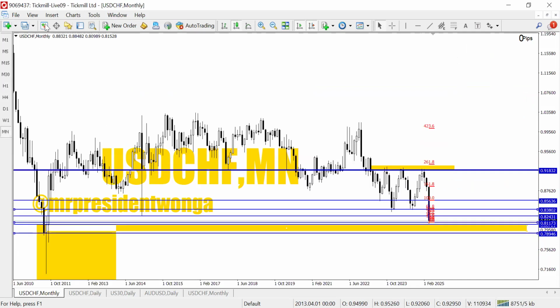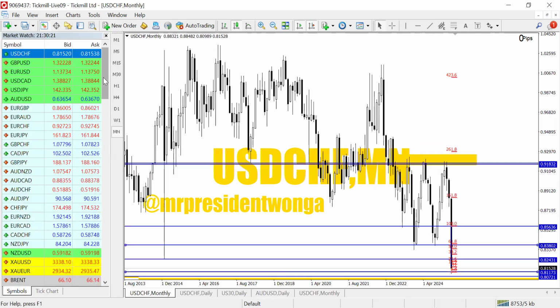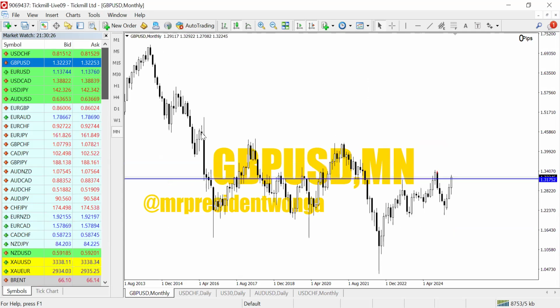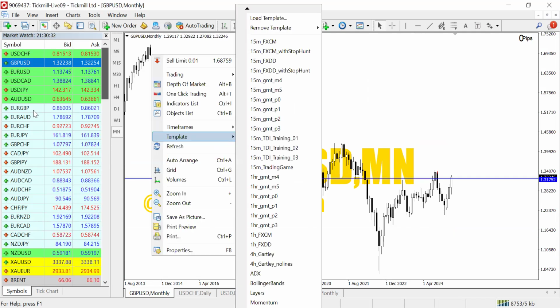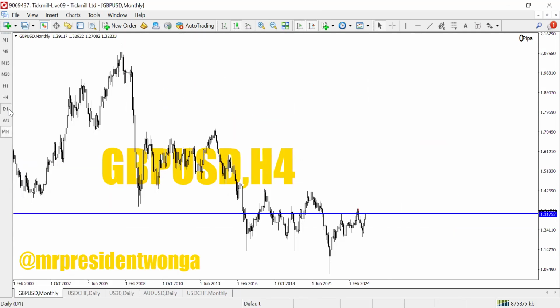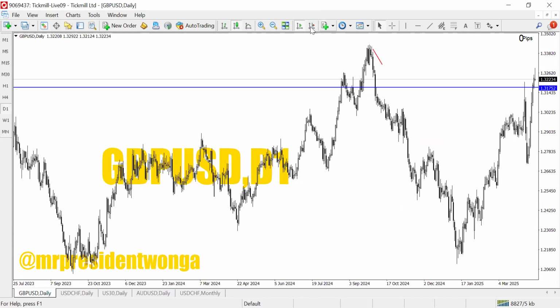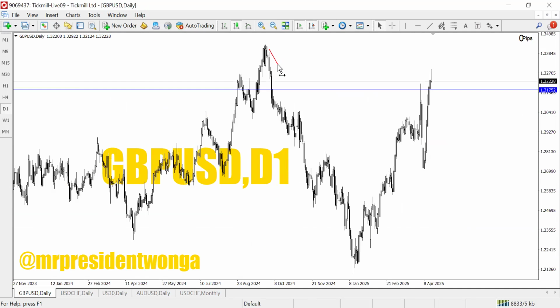Okay. Let's look for another pair that has been on the uptrend. Remember, the reason I'm highlighting the higher time frame is because it gives a clear direction in terms of having a take profit, clear take profits. And then we use a smaller time frame.